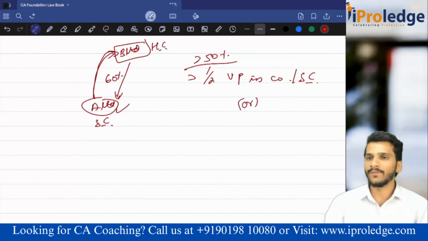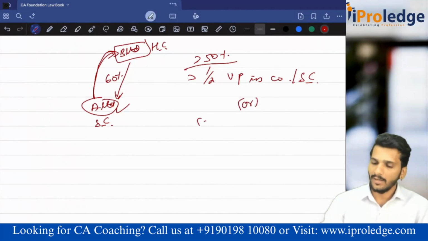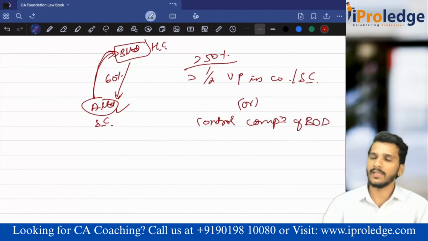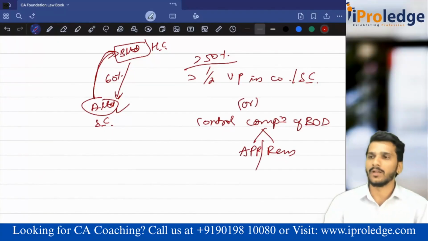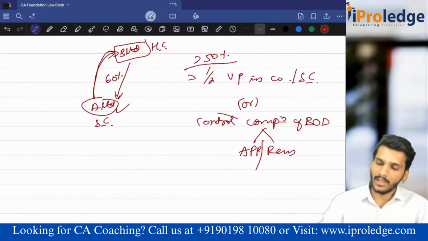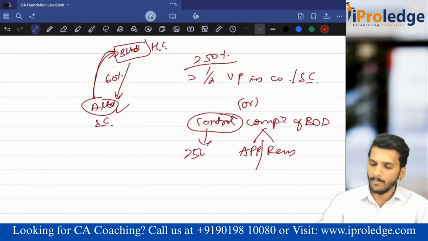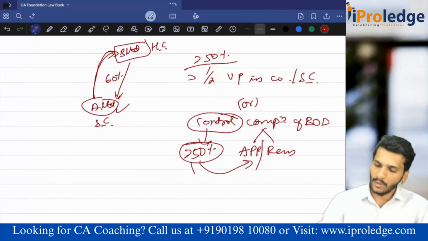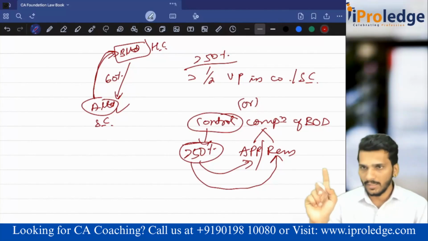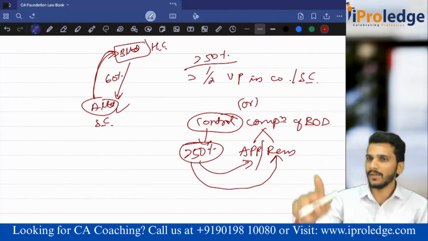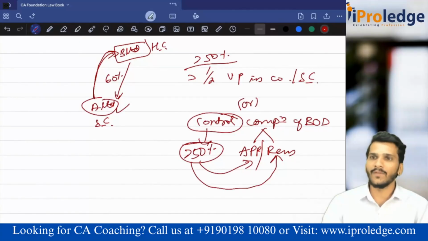Or this half of the voting power is not there, but they can control the composition of the board of directors. What is composition of the board of directors? Either appointment or removal. Out of those things, control should be there. What is control? More than 50% is control. So if you can appoint more than 50% of the directors, or remove more than 50% of the directors in the other company, then you have control in the other company. In that case, you are a holding company and the other company is a subsidiary company. If any one of the conditions is satisfied, then it is a holding and subsidiary company.